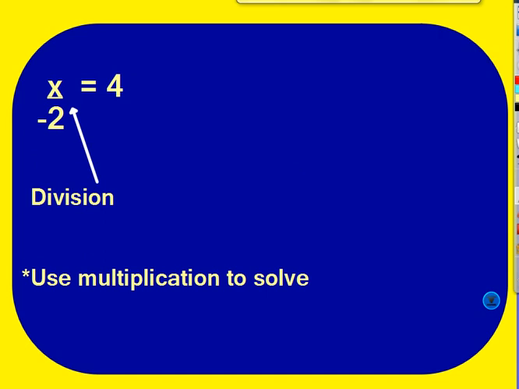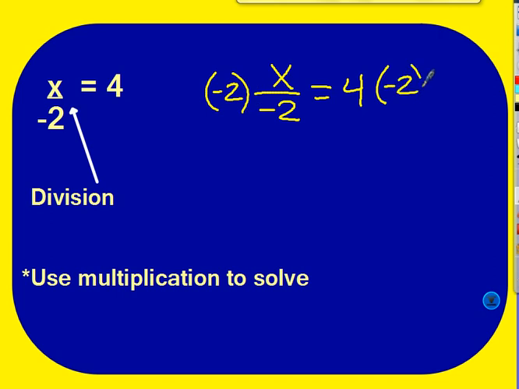The second example illustrates division in a one-step equation. X divided by -2 equals 4. To undo the division, we will use multiplication. Notice I used parentheses to indicate multiplication. My solution came out to be x equals -8.